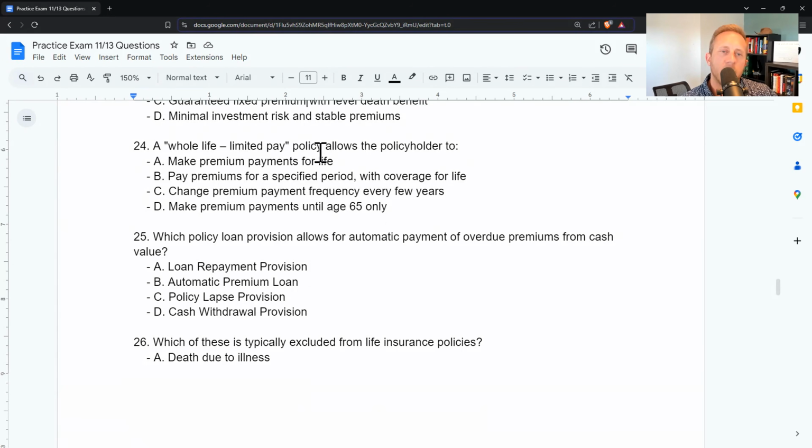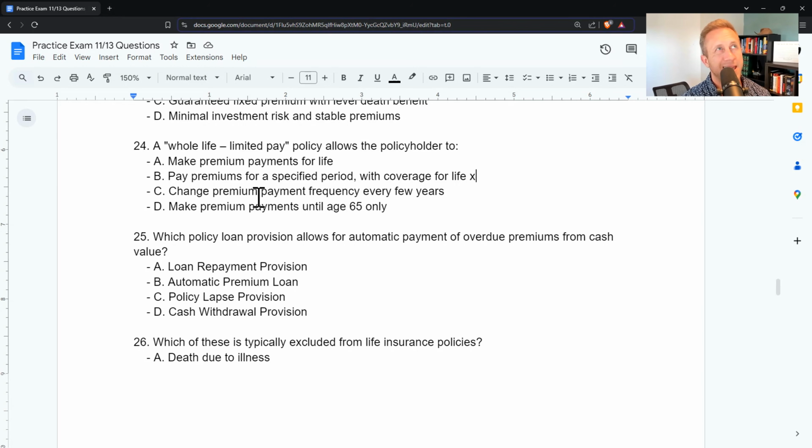Okay. A whole life limited pay policy allows the policyholder to pay premiums for a specified period with coverage for life. That's it. So with a limited pay whole life, the policyholder only has to make payments for a certain amount of time on their whole life policy. And after that time, the policy is fully paid up and they no longer have to make payments.